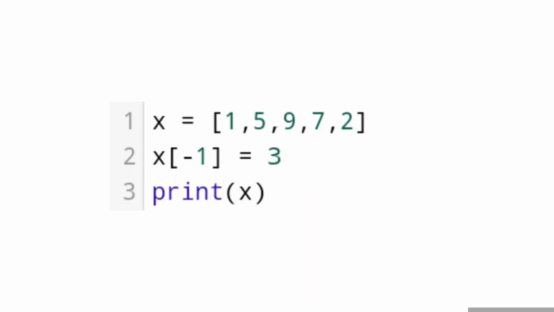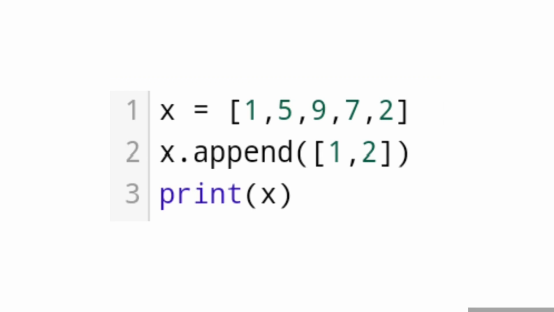For changing the value of the list, we can not only use positive numbers, we can also use negative numbers. Here the number with index number is 2. So we are changing it to 3. Let us see the output. In the output, the last number 2 is changed to 3.